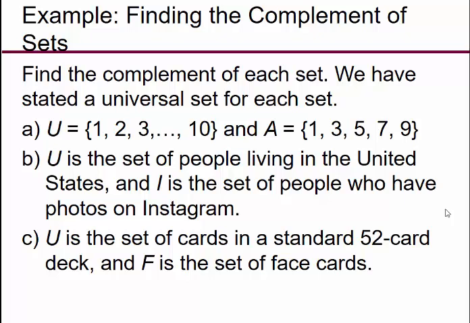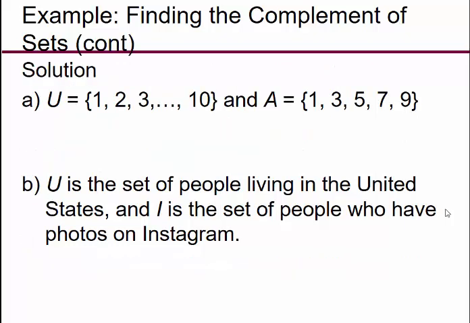For part B, U is a set of people living in the United States, and I is a set of people who have photos on Instagram. And for C, U is a set of cards in a standard 52 card deck, and F is a set of face cards.